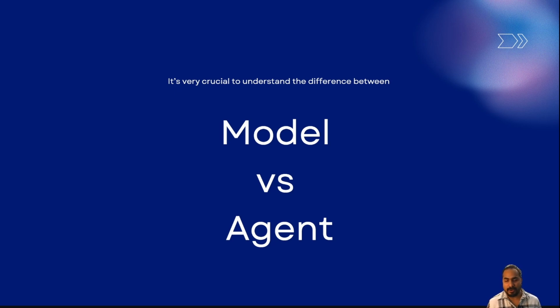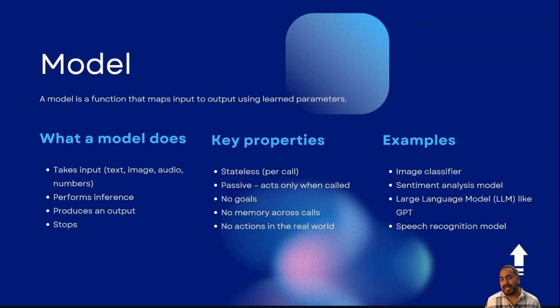Let's start with models. What is an AI model? Here's the definition. A model is a function that maps input to output using learned parameters. That sounds technical, so let me break it down. Think of a model as a very sophisticated mathematical function. You put something in, you get something out, that's it.